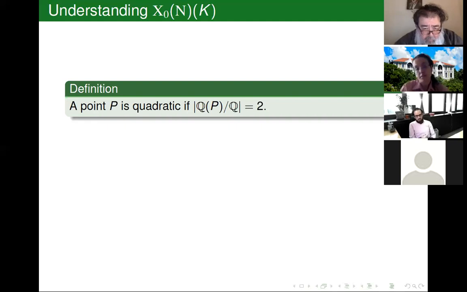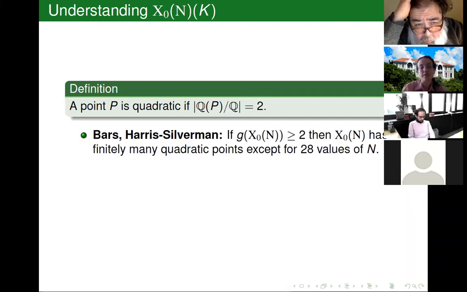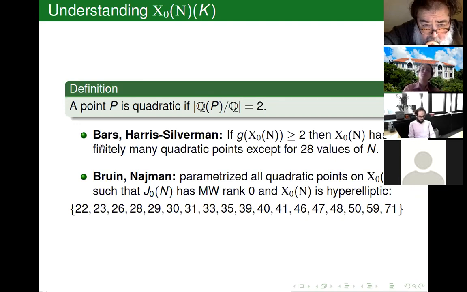So what's a quadratic point? A quadratic point is a point whose field of definition is of degree 2. So when I say Q(P), I mean the number field that I obtain by adjoining the coordinates of this point P to Q. Okay, so I want this extension to have degree 2. And here are the things that we know about quadratic points on X0n. If the genus of your curve is at least 2, then it has finitely many quadratic points, except for 28 values of n. That's a result of Bars and Harris-Silverman.